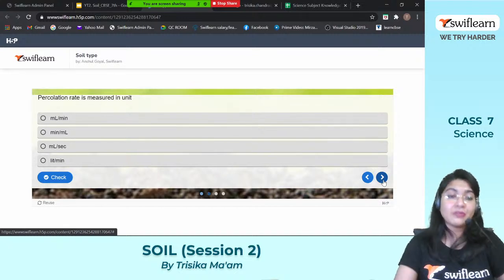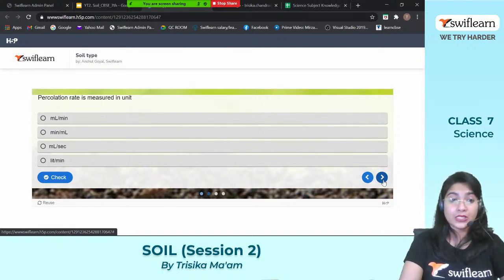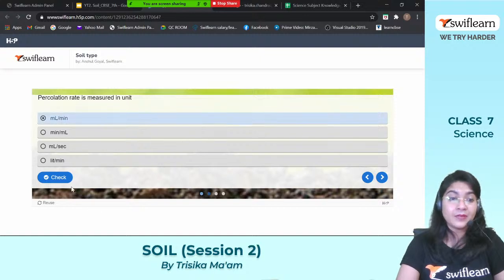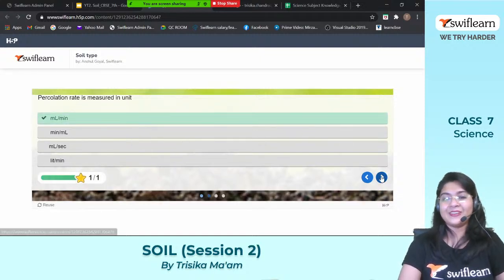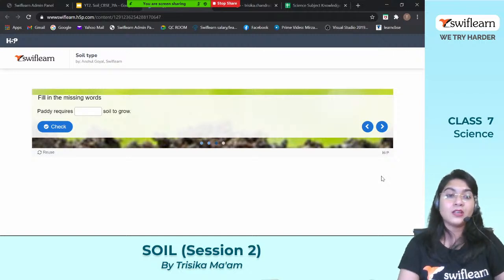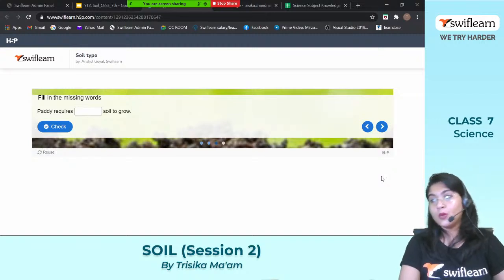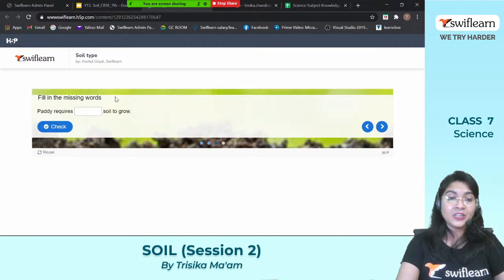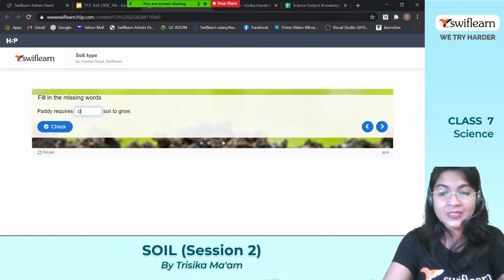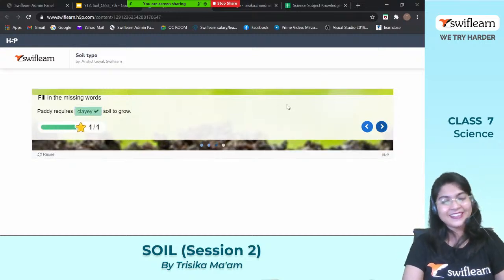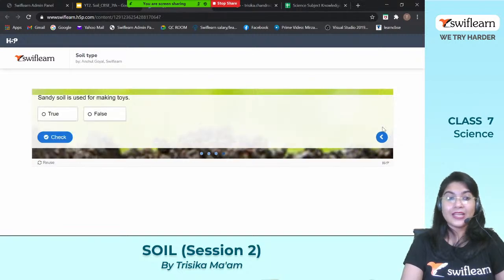The percolation rate is measured in which unit? Which unit is appropriate for the rate of percolation? Yes, it is milliliter per minute, right? Okay, great. Now let's find out the third answer. The paddy requires dash soil to grow. What type of soil is required for the paddy to grow? Yes, what do you think? It is the clay soil? Yes, correct.